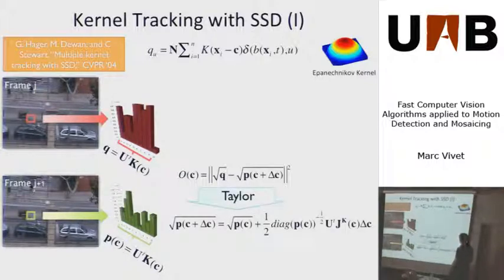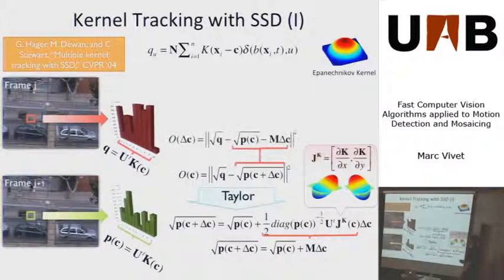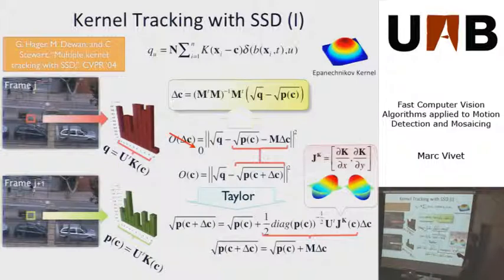So we linearize, we expand this part here using the first-order Taylor expansion, giving this expression. And then J_K is the Jacobian of the kernel, the derivative with respect to x and y. And then by rewriting this part here as M, substituting this and setting this to 0, we arrive at a typical least-squares solution.